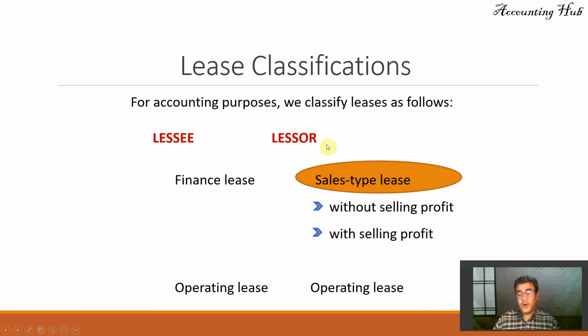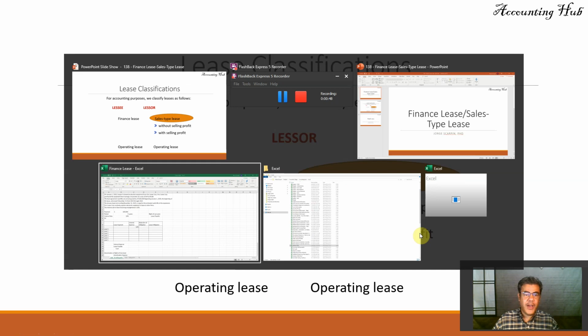For the lessor, the one who is selling, when we have finance lease, we have the sales type lease. So we call it sales type lease. And we have it without selling profit and with selling profit. We will see both. So let's go to our Excel file.